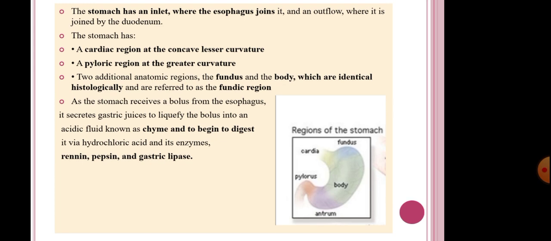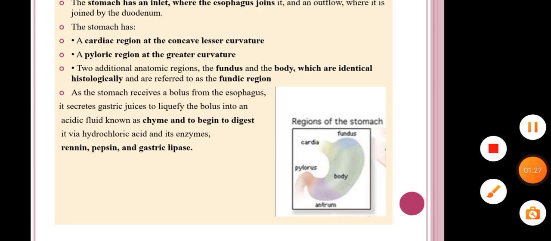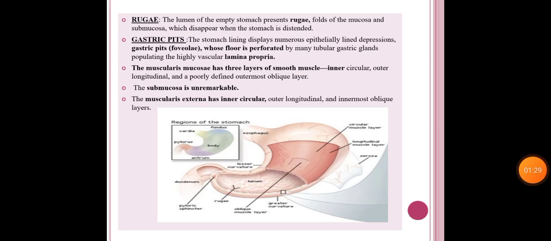Next we will see the histology of the stomach. I told you in the previous lecture, when we were discussing the tiers of the esophagus, that the entire alimentary canal is made up of 4 layers. The innermost is the mucosa, followed by the submucosa. After the submucosa there is the outer muscularis externa, and finally the outermost is the serosa. You can see in this diagram that all 4 layers are clearly seen.